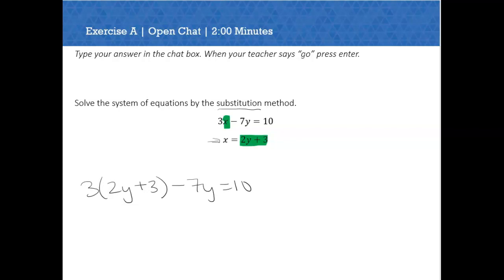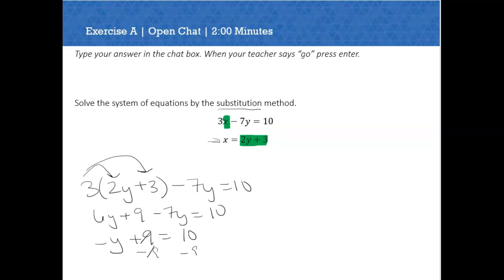When we just have y's, we can solve this. When we had an x and a y, we could not. So we follow our solving. We always get rid of parentheses by distributing. 6y plus 9 minus 7y equals 10. We simplify the sides. 6y and negative 7y is just negative y plus 9 equals 10. So now we subtract 9. So negative y equals 1. With a negative y, we can divide by negative 1 to get rid of that. So y equals negative 1.